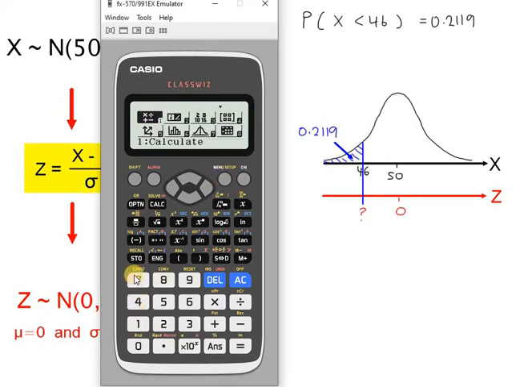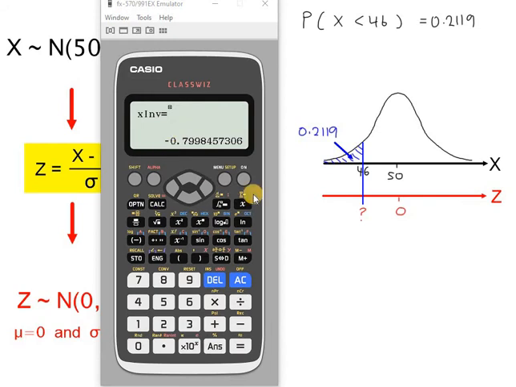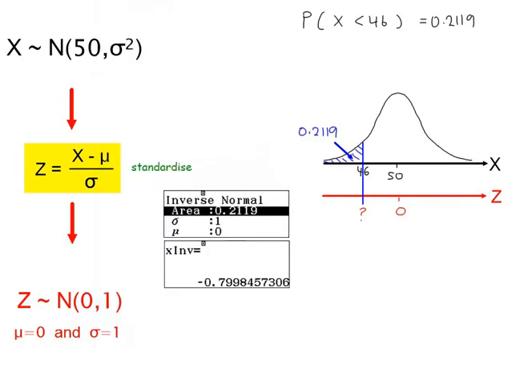So menu option 7, inverse normal, option 3. The cumulative area to the left of our line here is 0.2119. The standard deviation and mean are already in there for the standard normal distribution. So we get this z value, and it's negative as expected. For z, the mean is 0. We have negative z values on this side, positive z values on this side. So this value is for z.